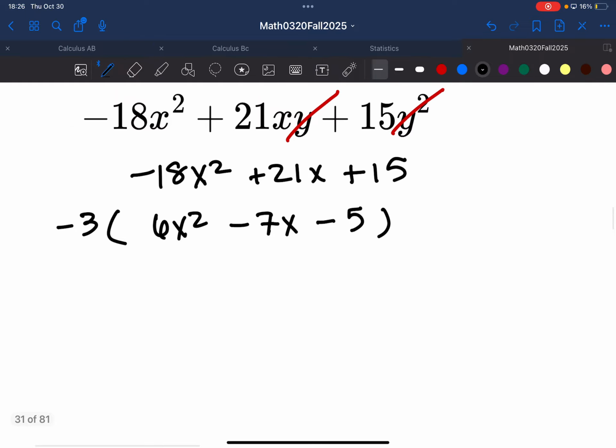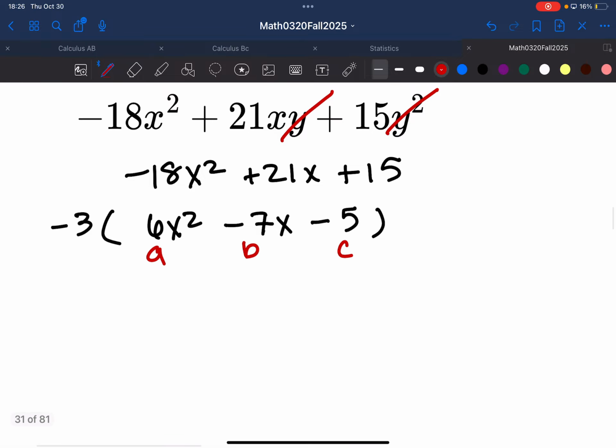So then if we're looking at this, A, B, and C, negative 30 is our A times C, and then what is our B value? Negative 7. So we need two numbers that multiply to negative 30 but add to negative 7.